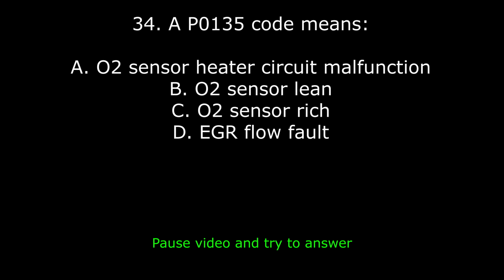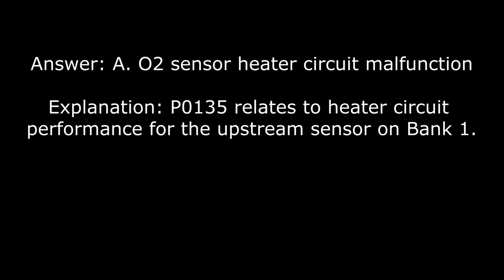34. A P0135 code means: A. O2 sensor heater circuit malfunction, B. O2 sensor lean, C. O2 sensor rich, D. EGR flow fault. Answer: A. O2 sensor heater circuit malfunction. Explanation: P0135 relates to heater circuit performance for the upstream sensor on bank 1.